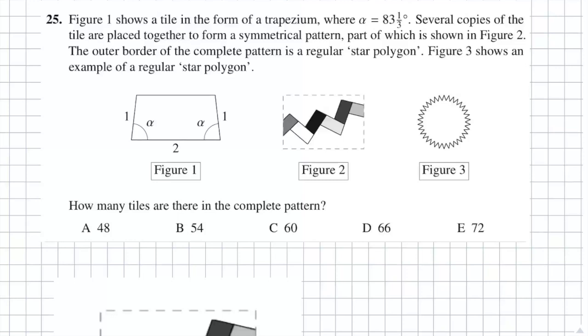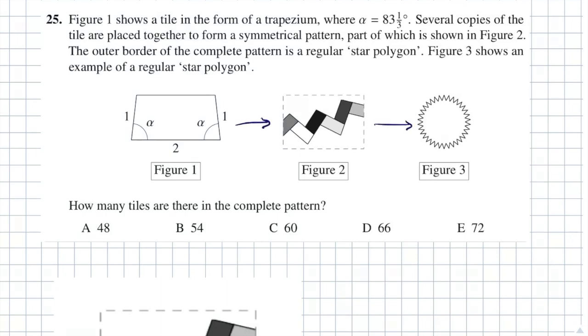So figure 1 is a diagram of a trapezium. Figure 2 shows a symmetrical pattern which is made up of a series of the trapeziums from figure 1. And then that symmetrical pattern makes up a star polygon which we see in figure 3. The question is, how many tiles are there in the complete pattern? So we've got answers as A is 48, B is 54, C is 60, D is 66 and E is 72. Okay, so I think the first thing to do with this question is to understand how these diagrams link.